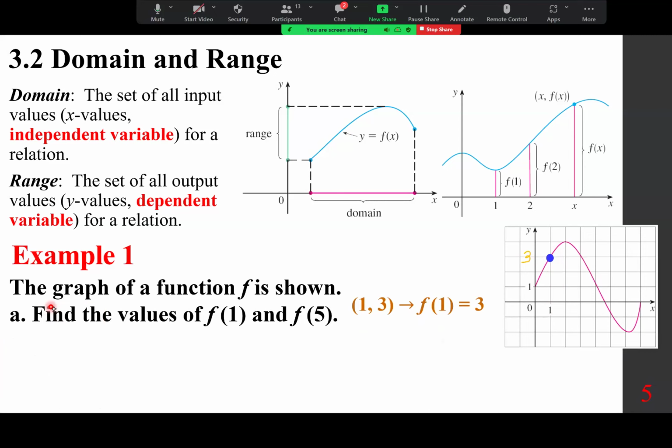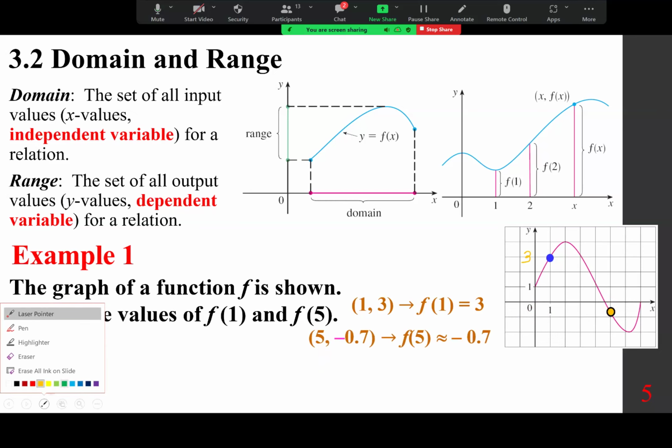We are reading the graph, so we want f of 5. Locate 5, 1, 2, 3, 4, 5 on the x-axis, representing this point, and this point has a y coordinate which is roughly negative 0.7, whatever that you read here. So negative 0.7.